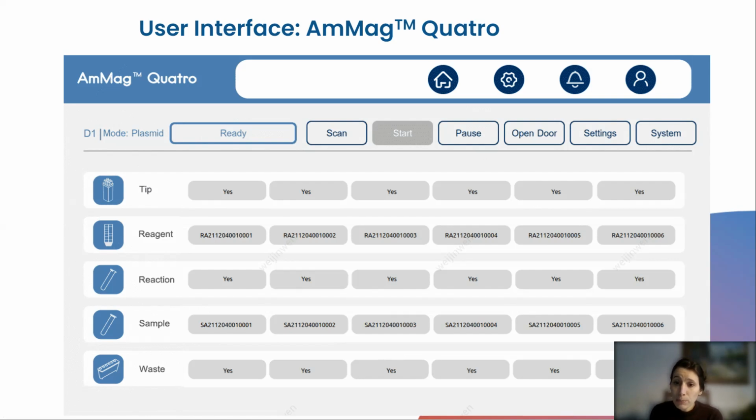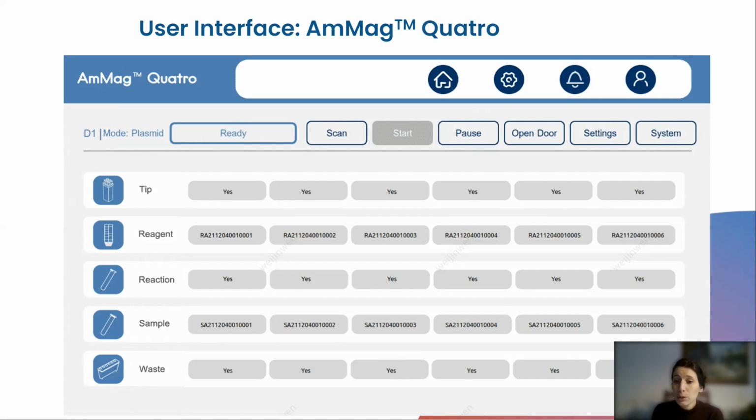As part of our development, we implemented a scanning feature into the AmMagQuattro. Once you have your deck set up, the instrument is going to prompt you to scan the deck, and it's going to indicate whether or not the instrument is set up correctly. It will give you a visual indicator of what is on the deck. You can see there's a tip in the 6th position, there's a reagent, a reaction tube, a sample tube, as well as the waste container.